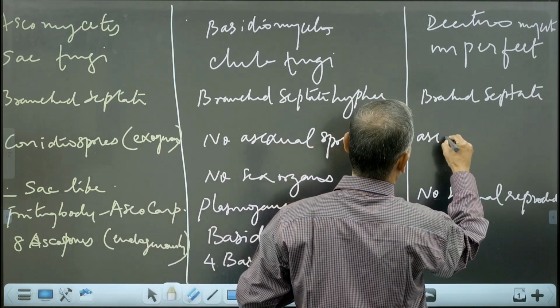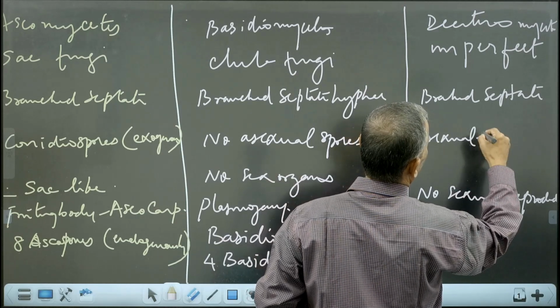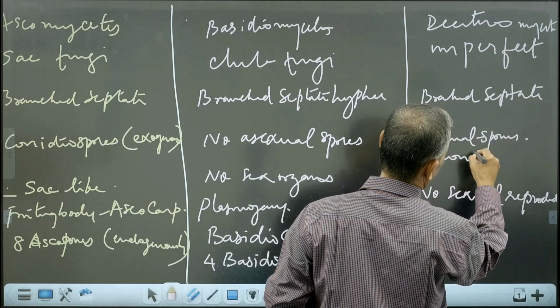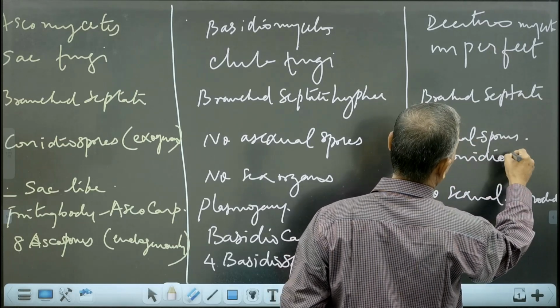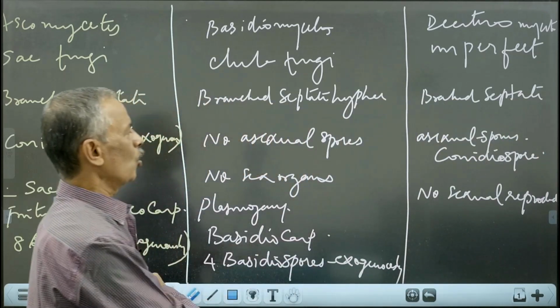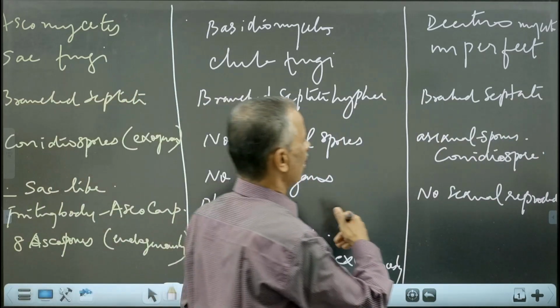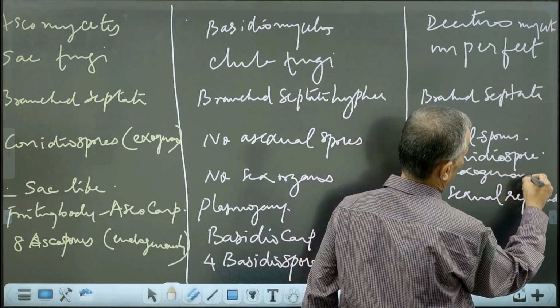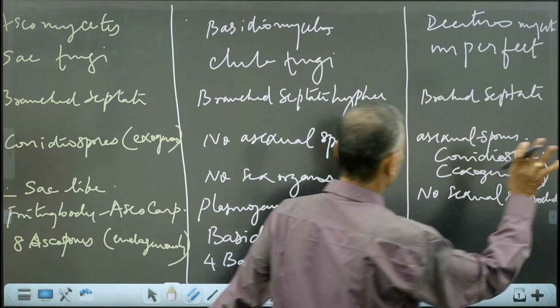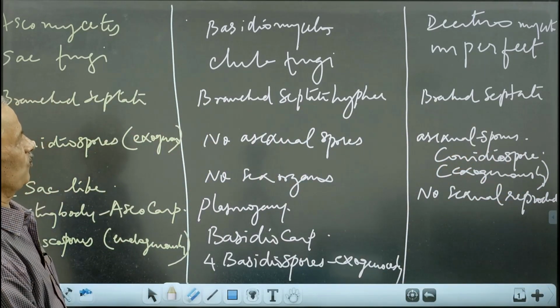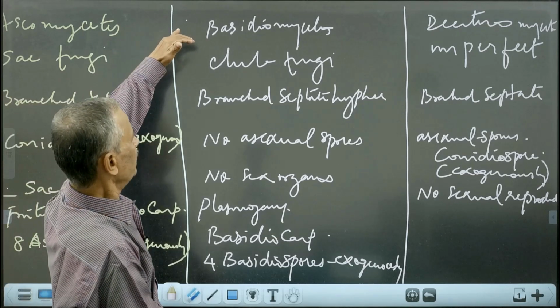Asexual spores are called conidia, conidiospores. They reproduce only by conidiospores, which are all exogenously produced, and there is no sexual reproduction. That is why they are called imperfect fungi. Now you have a clear idea.